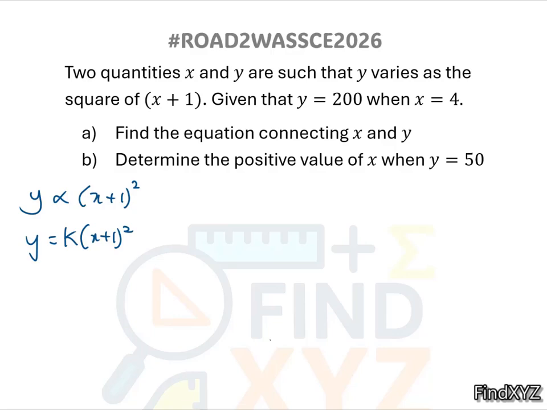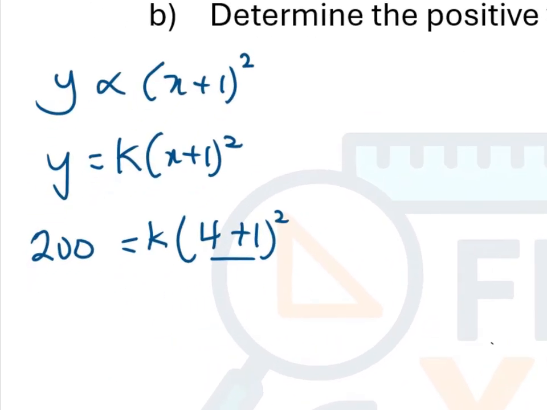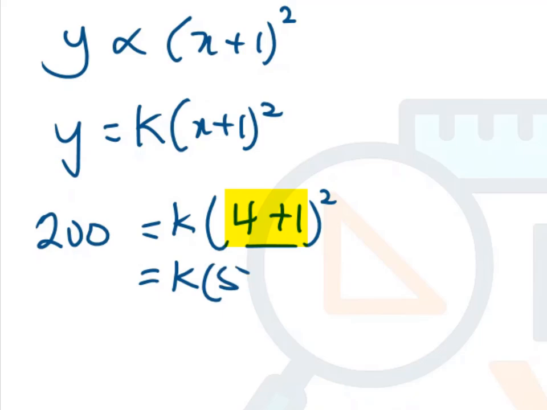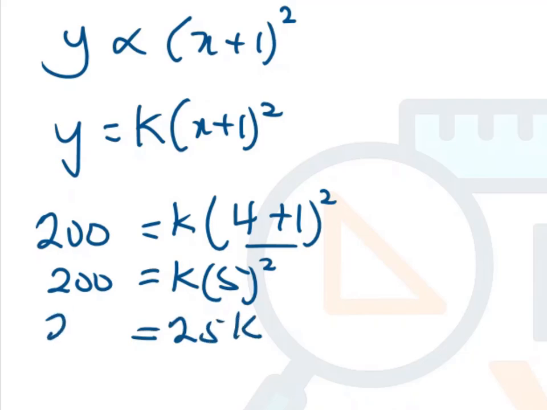Then what can I do? We have been given the values of y and x, so I'll substitute these values. What is y? y is 200, equal to k multiplying. What is the value of x? That is 4. Then I'll bring my plus 1 all squared. Now what is 4 plus 1? Let's simplify the stuff in the bracket. That will give us 5. Then we'll bring our squared. We have 200. But what is 5 squared? 5 squared means 5 multiplying 5, and that will give us 25. So we have 25k equals 200.